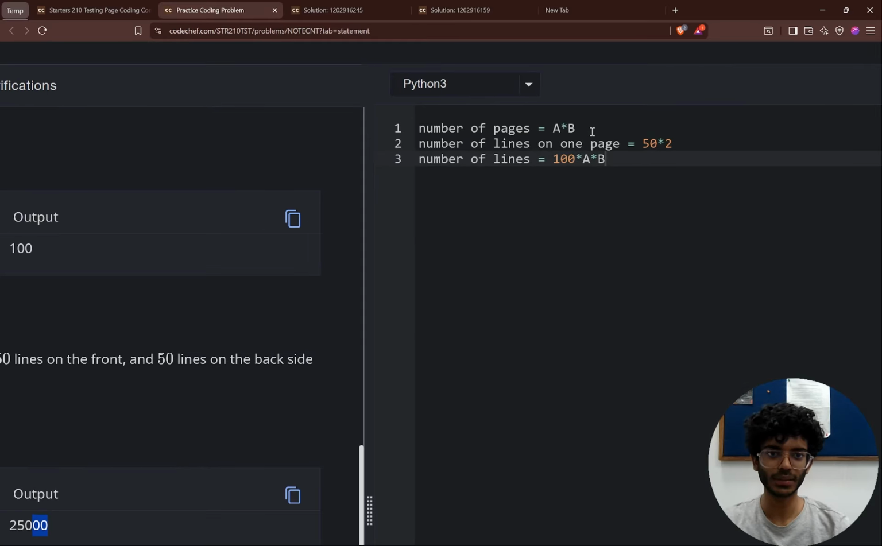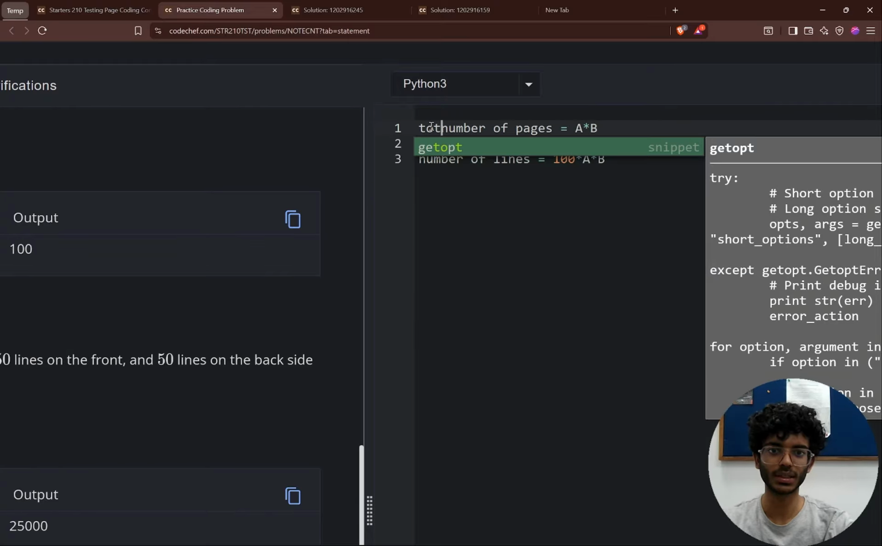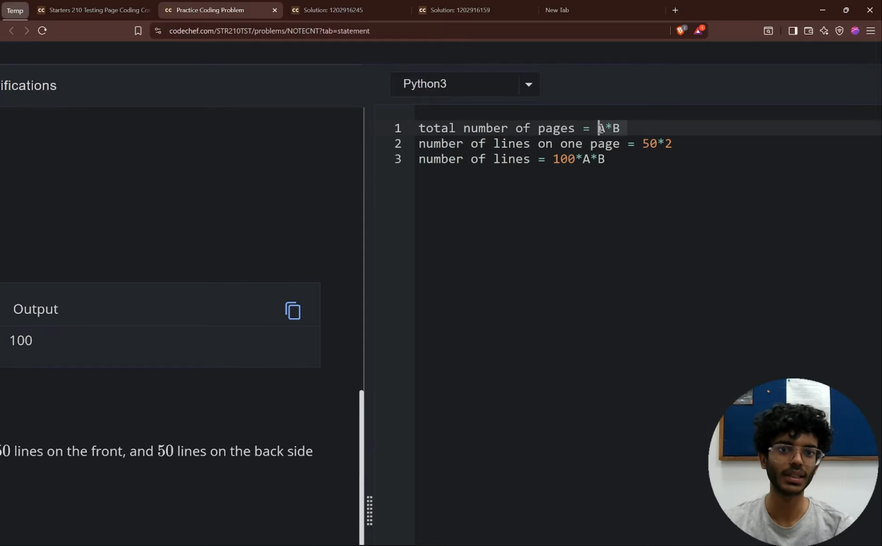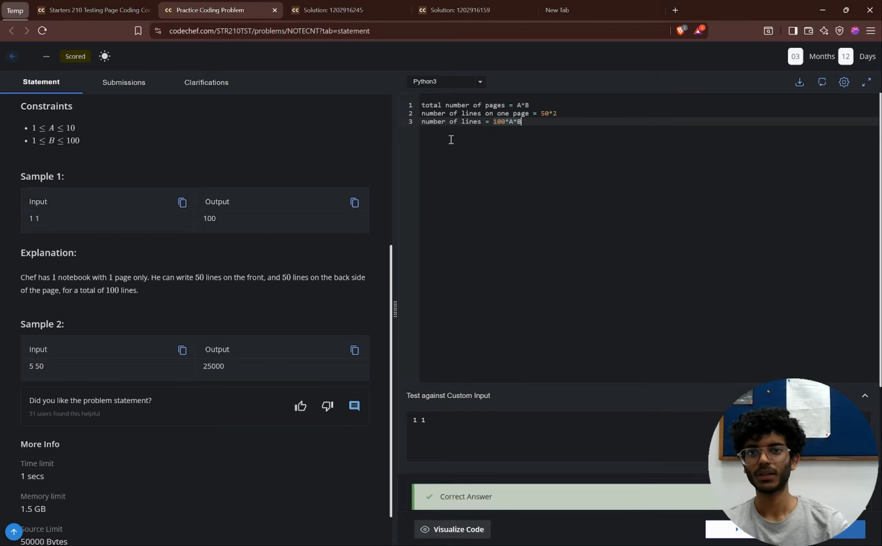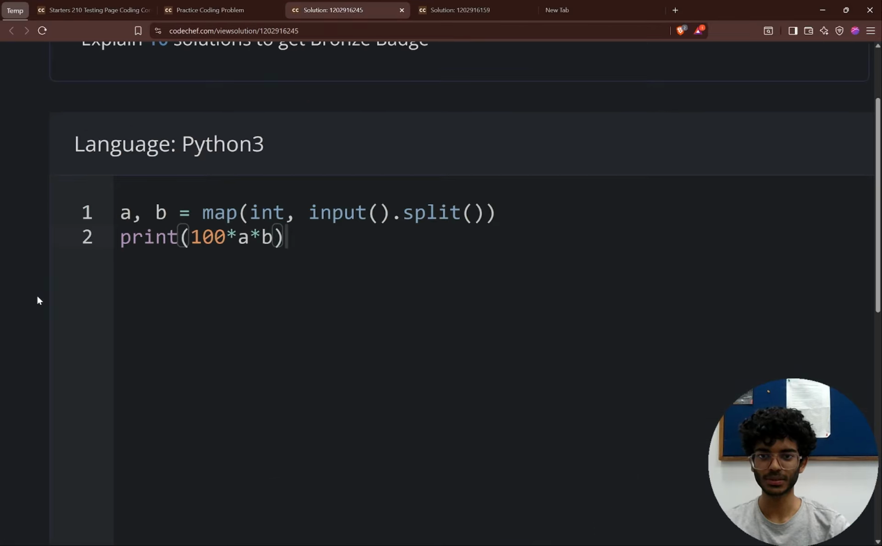So to solve this, we are given that we have A notebooks and B pages per notebook. So the total number of pages that Chef has would be A into B, right? Now the number of lines on one page is equal to 50 times 2, because there are 50 lines on one page and 50 on the other side. So in total there are 100 lines on one page. And how many total lines do we have? That is 100 times A times B, because there are 100 lines per page and a total of A into B pages. So this is what we need to print. All we need to do is take in the input of A and B and print 100 times A times B. So now let's see the solution in Python first.